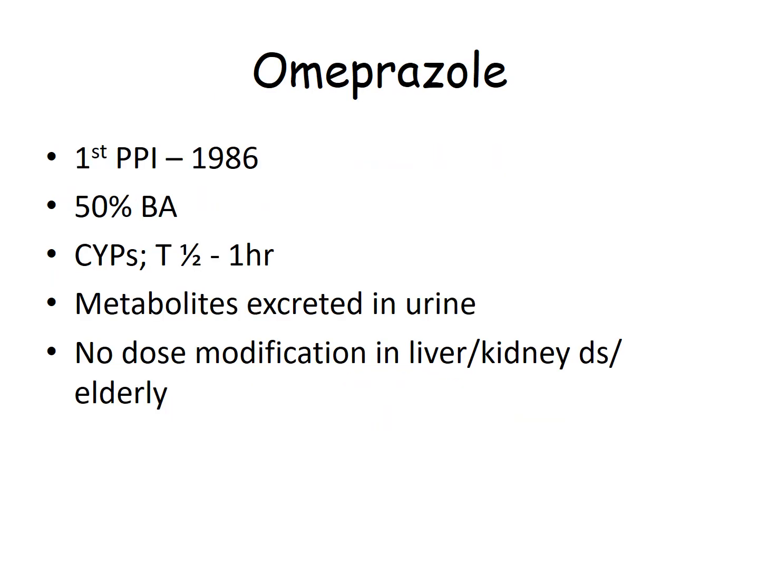Omeprazole is the first PPI, which was introduced in 1986. The bioavailability is about 50%, and it is metabolized by the CYP enzymes in our liver. The T half is about 1 hour. The metabolite is excreted in the urine, and there is no need for dose modification in liver disease, kidney disease, or in the elderly. So there is no need of dose modification in these conditions.